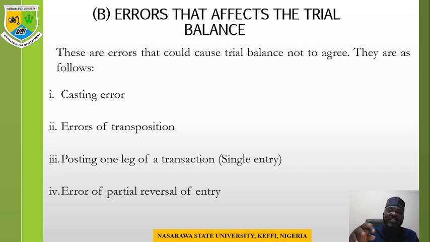For instance, instead of writing 16, you mistakenly wrote 61. Instead of writing 29, you mistakenly wrote 92. Or instead of writing 98, you mistakenly wrote 89. Any one of these falls under the category of error of transposition. And then the third one is posting one leg of a transaction, if you like, single entry.